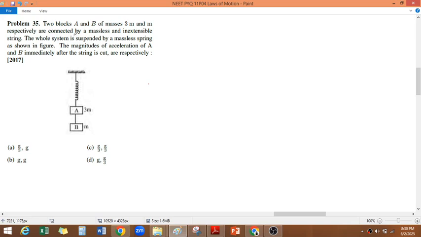Okay. Two blocks A and B of masses 3m and 1m respectively are connected by a massless and inextensible string. The whole system is suspended by a massless spring as shown in the figure. The magnitudes of acceleration of A and B immediately after the string is cut are respectively? So if I go and cut this, what will happen? That's the question. The moment I cut this string, what do you think will happen to B?